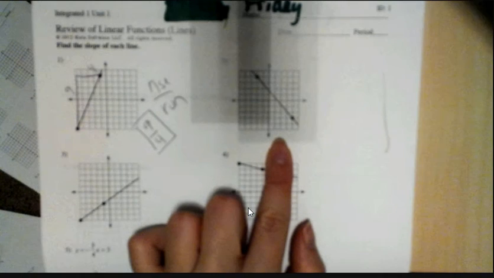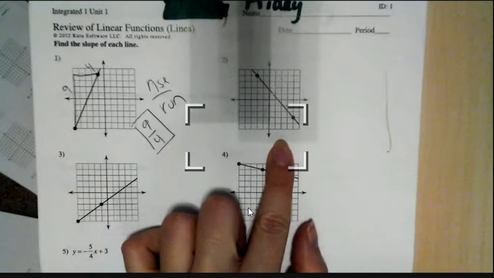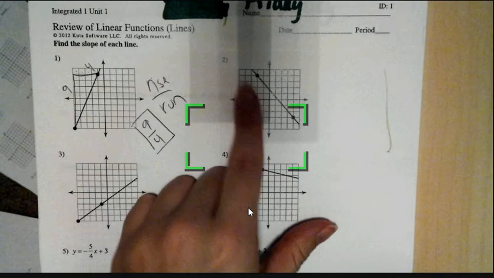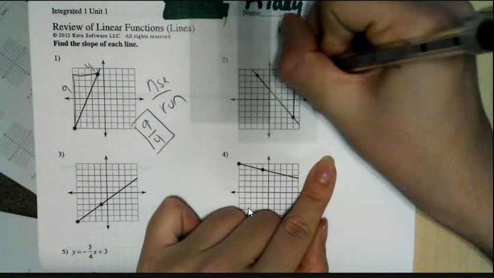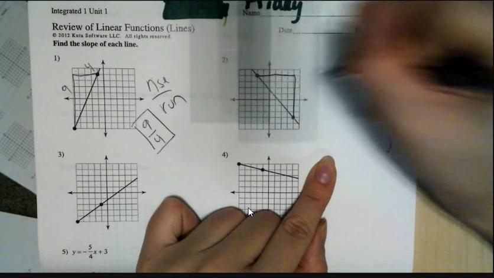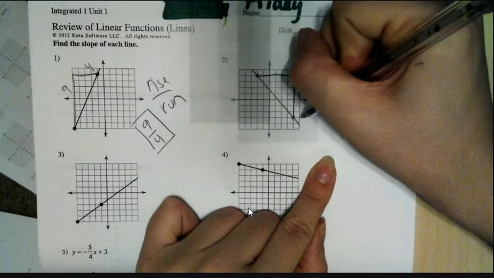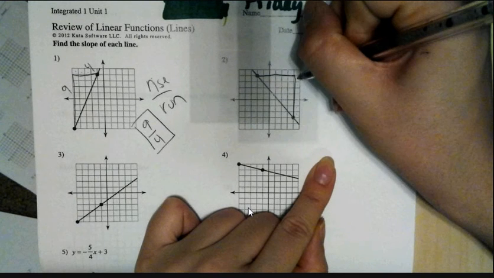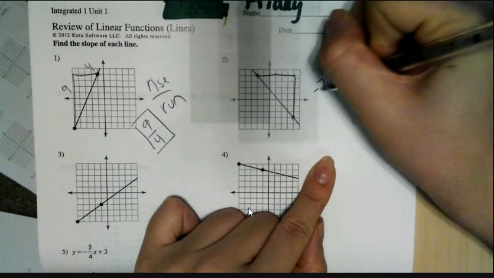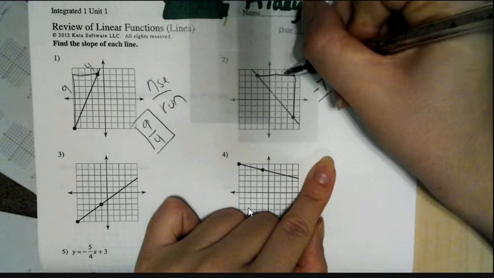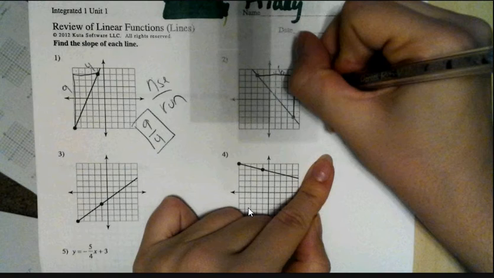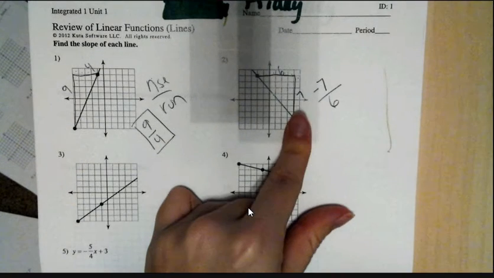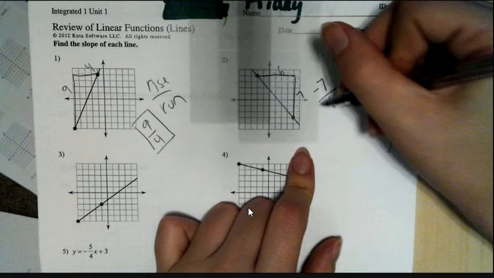Okay, for number two, I'm going to do the same thing, but I already know that this is a negative slope. So when I get my final answer for slope, it needs to be negative. So I'm going to count my rise over run. 1, 2, 3, 4, 5, 6, 7. Negative 7 over 1, 2, 3, 4, 5, 6. So my slope of this line is negative 7 over 6.